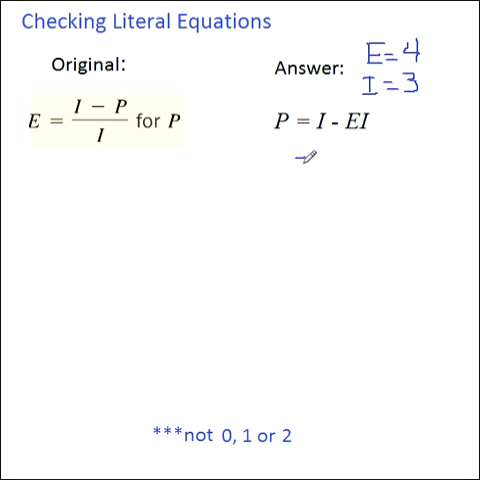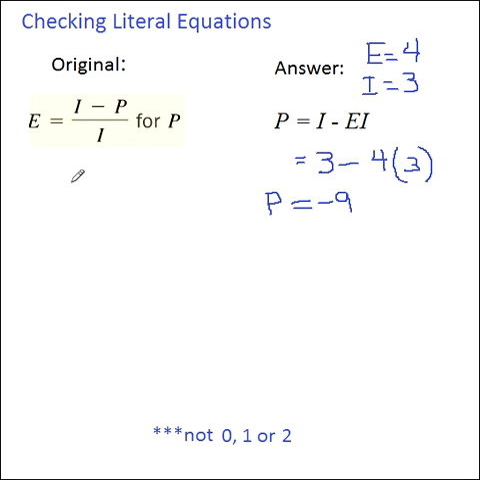Alright, and so you just evaluate it, and it doesn't matter which numbers you use. So 3 minus 4 times 3, and that's 3 minus 12, which is equal to negative 9. And then you take that value of P, you already have a value for E and I, and put them back in the original and see if what happens is a true statement. If it is, then you have not made any errors in your work.